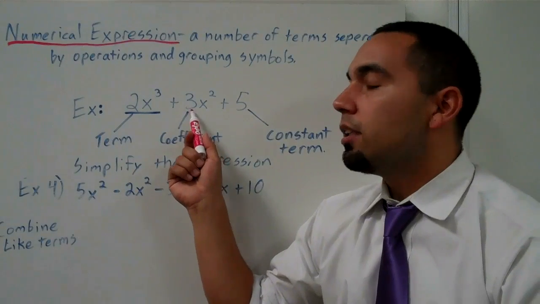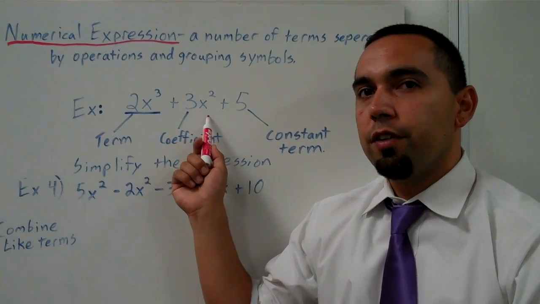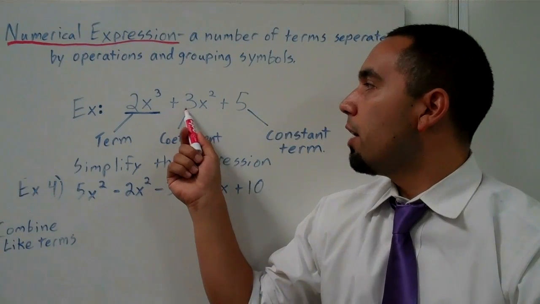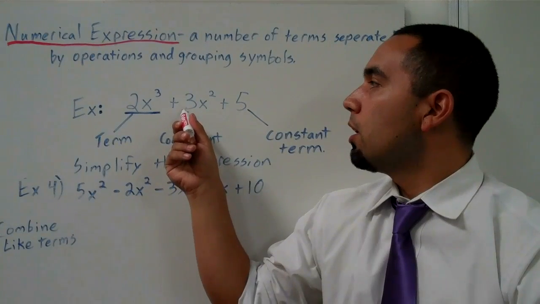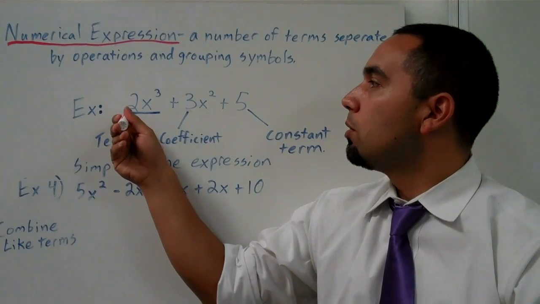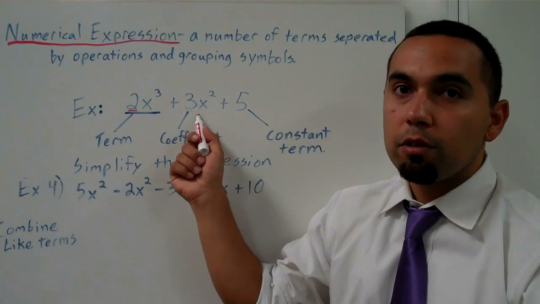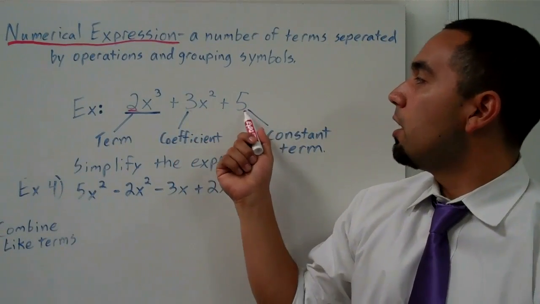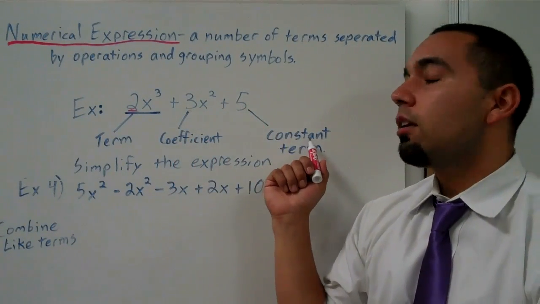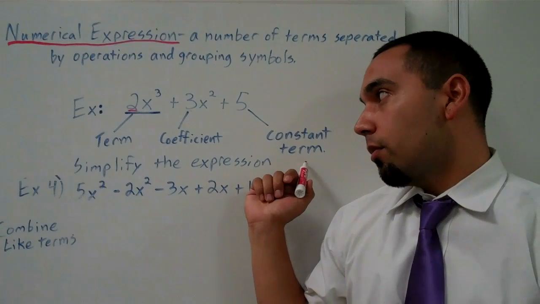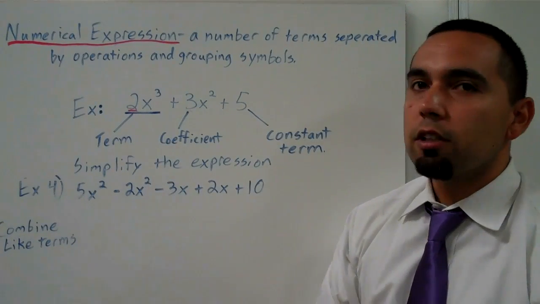Coefficient is basically the number that's in front of your variable. So here we have the coefficient, the 3, as well as the 2. Our 5 is not a coefficient because there is no variable behind it. When it's just a number, we call that a constant term.